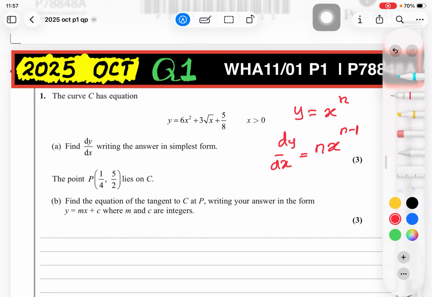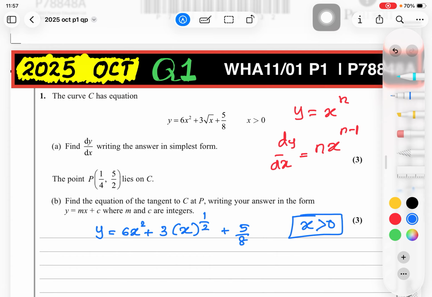Okay, in this case, we can start with our question. We have y equals 6x squared plus 3 root x, meaning x to the power half, plus 5 over 8, where x is greater than 0. When we have this expression, we can go ahead with the differentiation. dy over dx would be 6, then the 2 comes to the front, x, and the power would be 2 minus 1, which gives us 1.